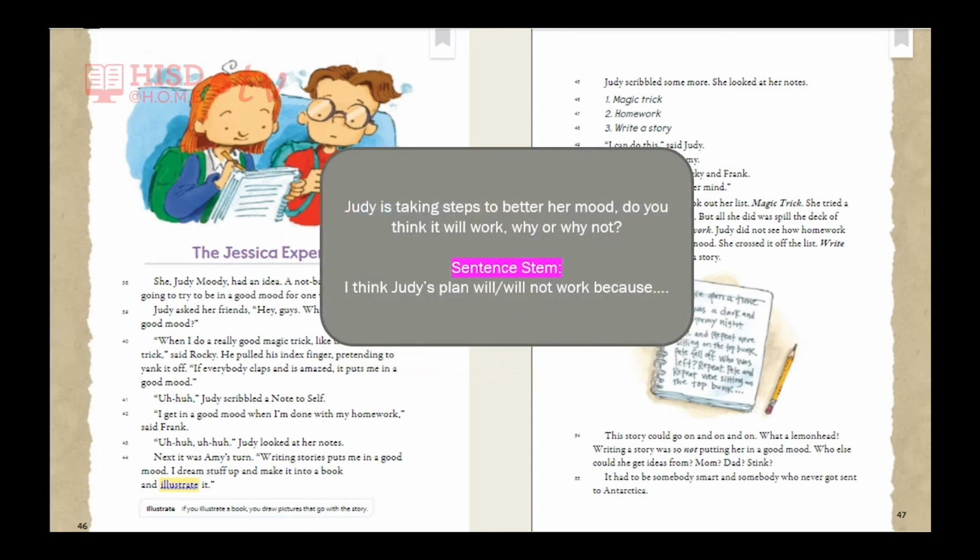Judy is taking steps to better her mood. Do you think it will work? Why or why not? Use this sentence stem to help answer the question. I think Judy's plan will work because, or I think Judy's plan will not work because.